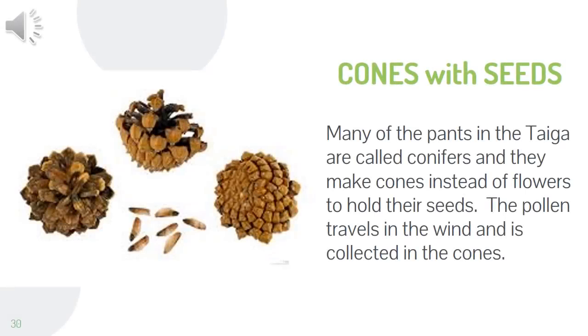So many of the plants in the taiga are called conifers, and they make cones instead of flowers to hold their seeds. In this case, the pollen would be traveling through the winds, and it would get caught up and collected into the cones, and the seeds are fertilized, and that's how the plant is able to reproduce. So when they're ready to lose their seeds, those cones actually open up a little bit, and you can see what the seeds look like in the picture that's here on this page.